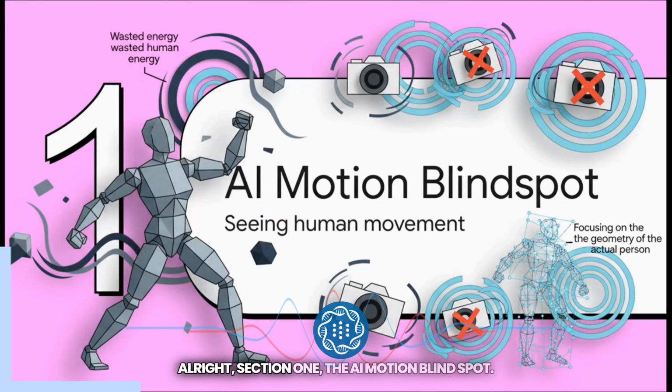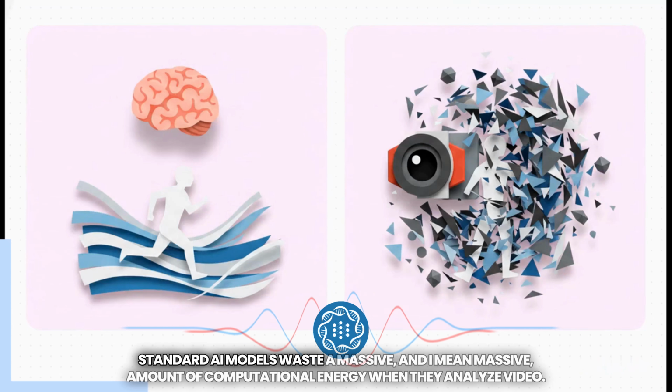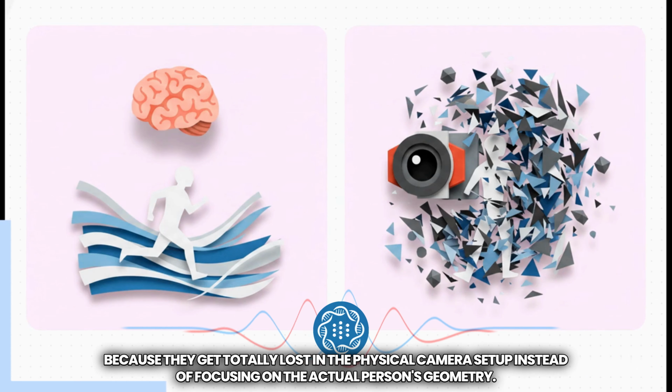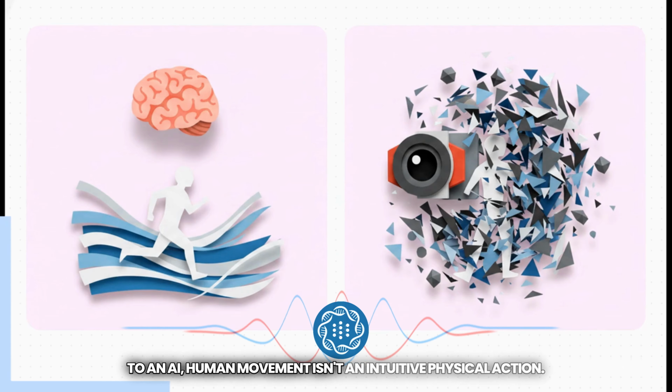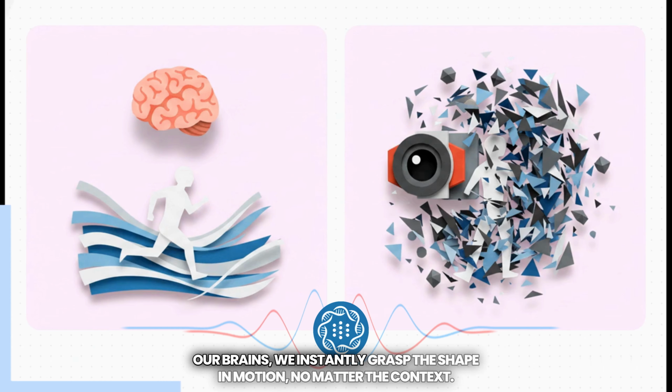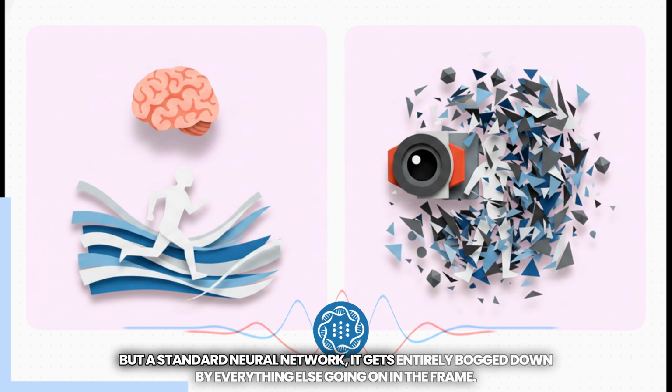All right, section 1, the AI motion blind spot. Standard AI models waste a massive, and I mean massive, amount of computational energy when they analyze video. Why? Because they get totally lost in the physical camera setup instead of focusing on the actual person's geometry. To an AI, human movement isn't an intuitive physical action. It's just a chaotic blizzard of changing geometry. Our brains instantly grasp the shape and motion no matter the context. But a standard neural network gets entirely bogged down by everything else going on in the frame.